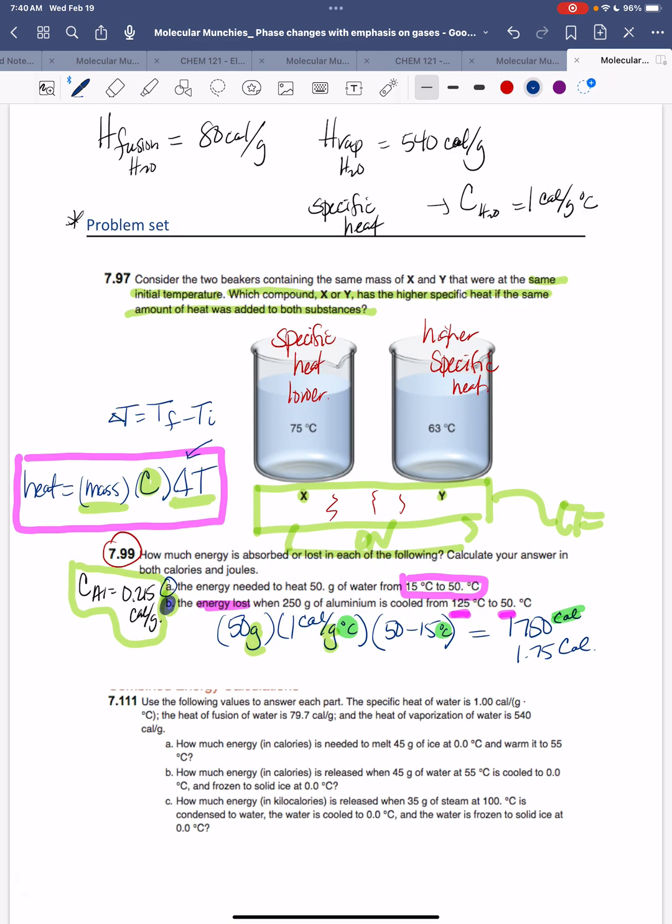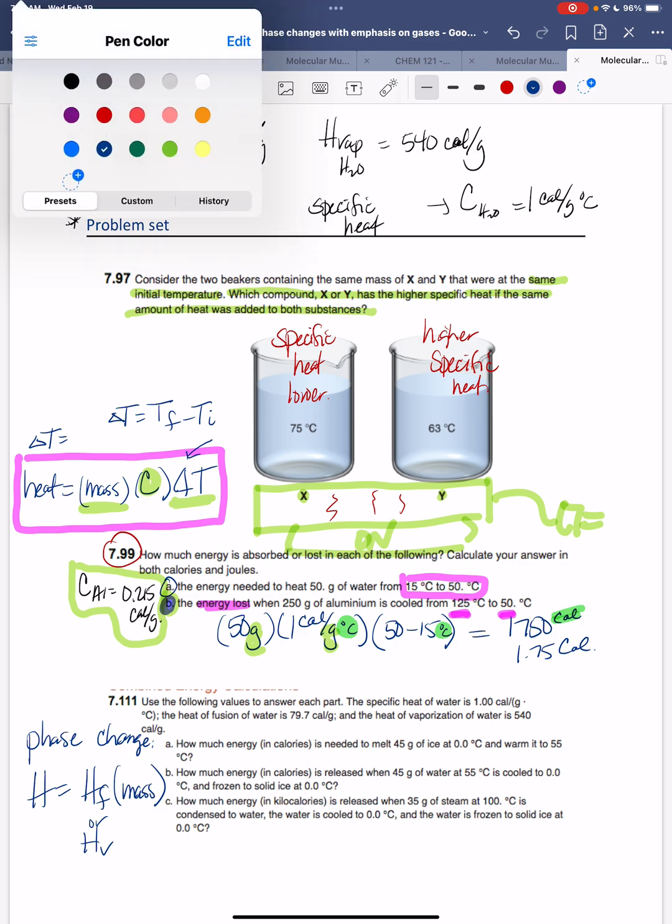So when we're doing a phase change, as opposed to when we're changing temperature, the calculation is a tiny bit different, okay? The heat is going to be the heat of fusion or the heat of vaporization times the mass, okay? So when we want to calculate that, we're either going to use heat of fusion or heat of vaporization, depending on if we're boiling the water, condensing the water, melting the ice, or freezing the ice, okay? So let me try to show you that one really quick.